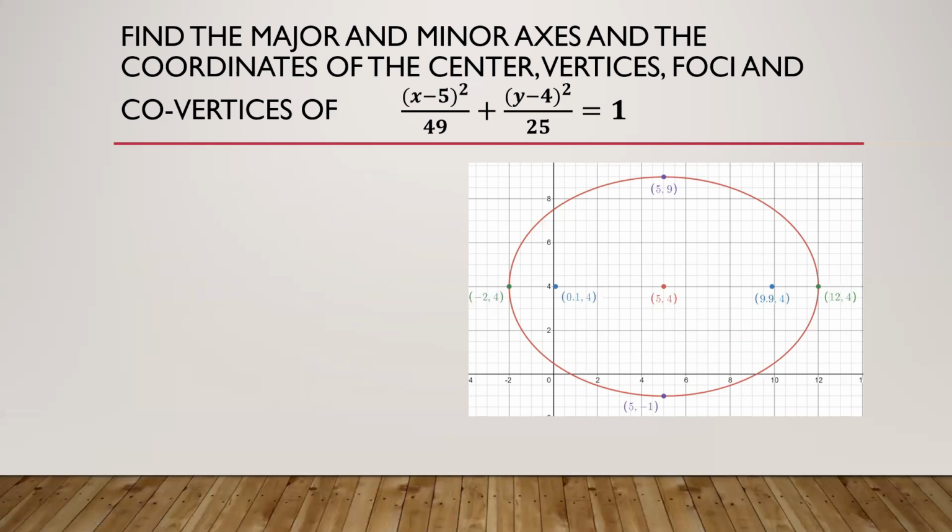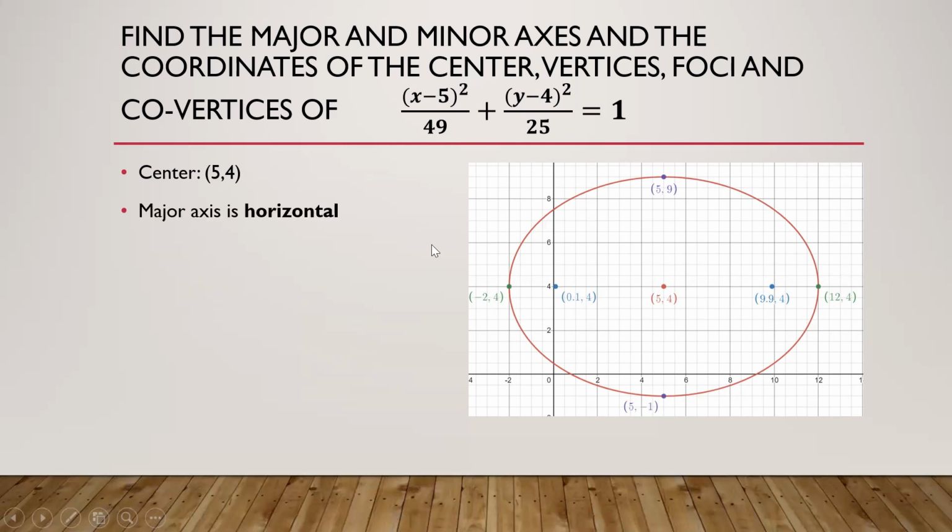Next, x minus 5 squared over 49 plus y minus 4 squared over 25 equals 1. So again, we look at the given equation to find the center, and that's at 5 comma 4. So we could see beside x our h, and beside y our k. So that's positive 5 and positive 4, disregarding the negative sign.